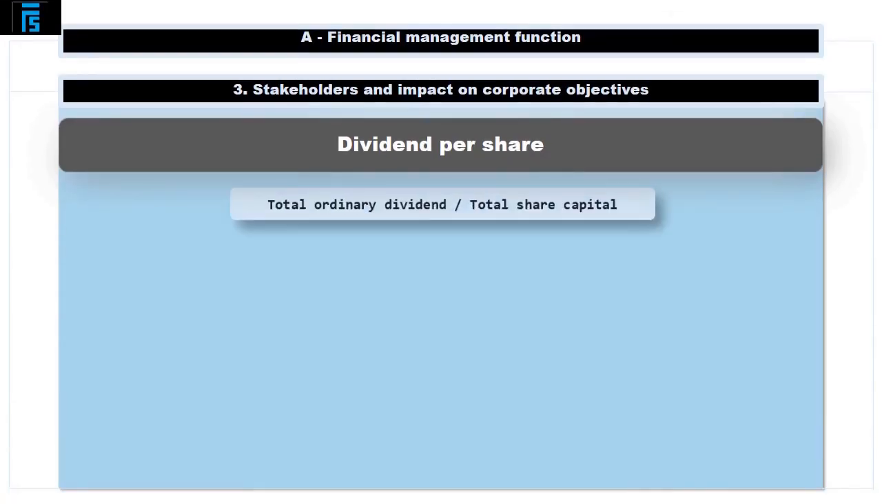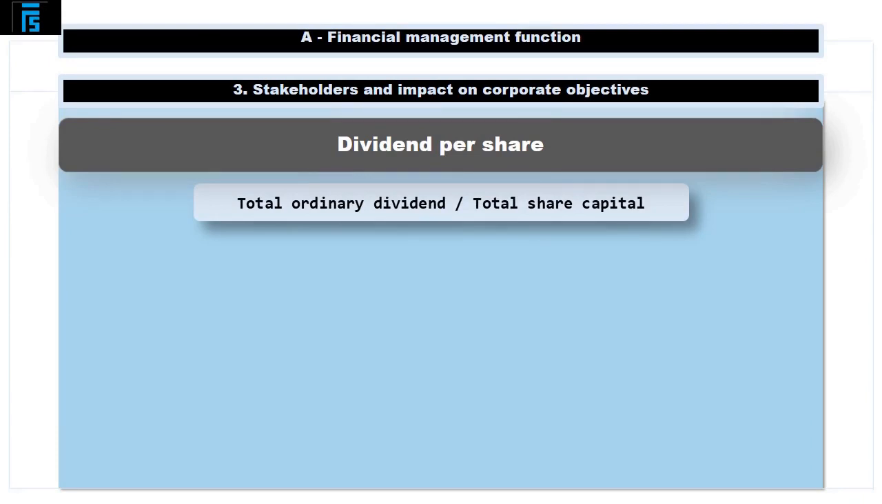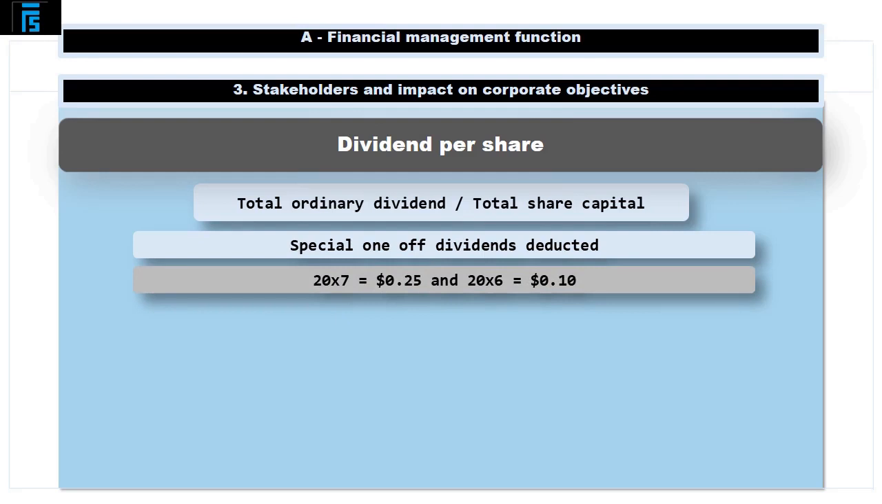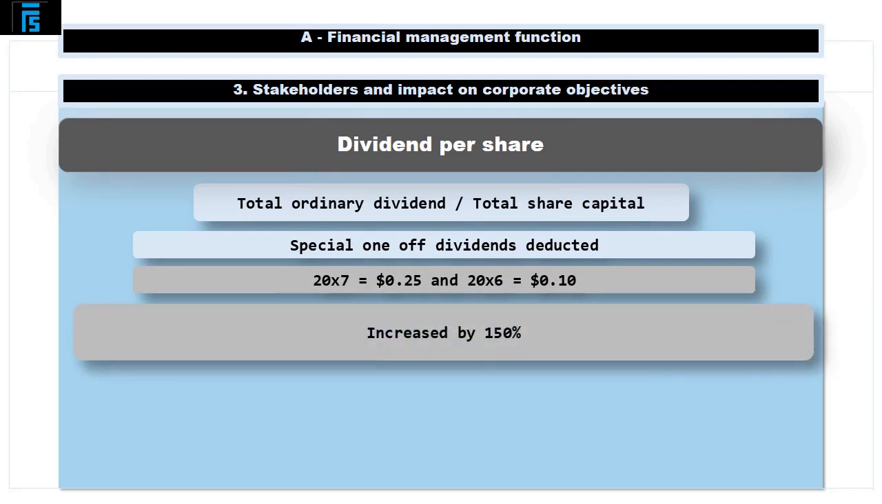Dividend per share. This is calculated by dividing the total ordinary dividend by the total share capital issued. If there are any special one-off dividends paid in the year, these are deducted from the dividend figure. Top Dog did not issue any special dividends in the year, so there is no deduction, and we see that the dividend has increased dramatically. In 20x6 it was 10 cents a share, and in 20x7 it was 25 cents. The dividend in Top Dog increased by 150%. This is a huge increase.